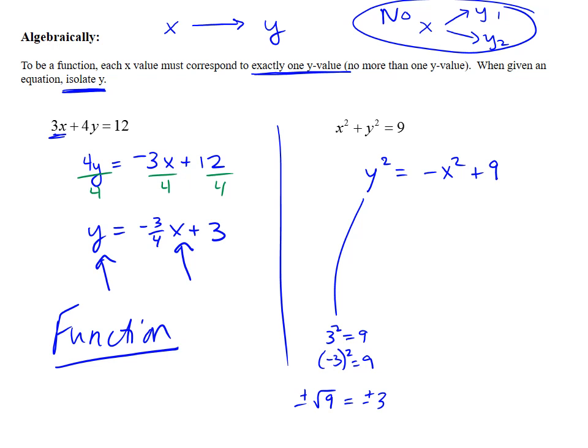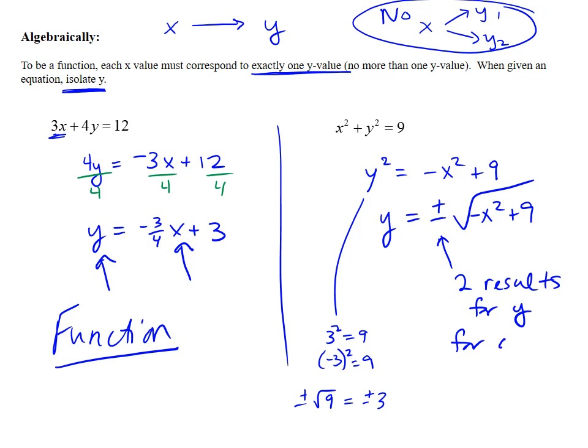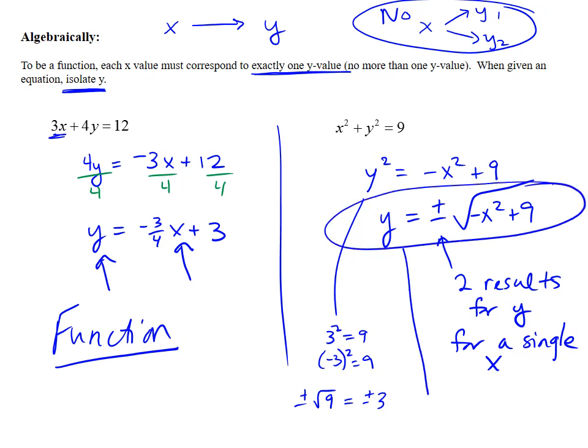So when you undo a square in an equation by square rooting, you must not only square root the stuff on the other side, but you must have a plus or a minus there. So you're going to get 2 results for y for a single x. So this is a scenario, because of the plus and minus, where you have something that is not a function. That plus and minus means that you've got 2 y values for a lot of x values.